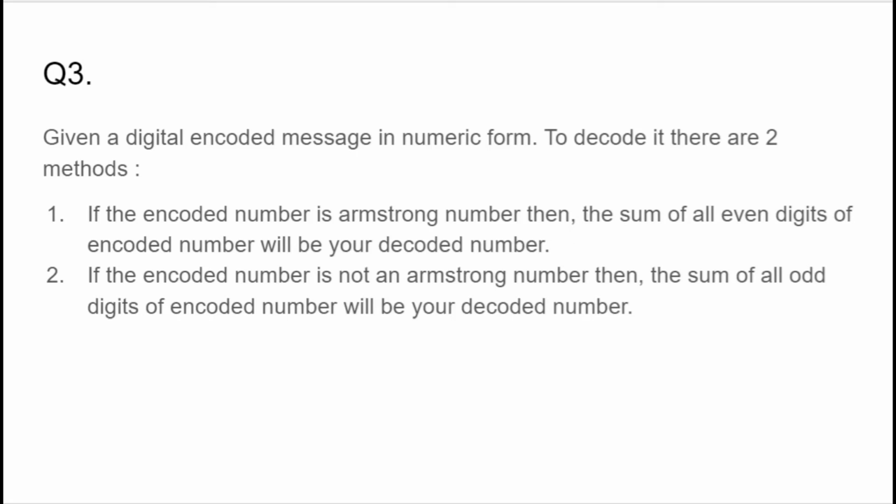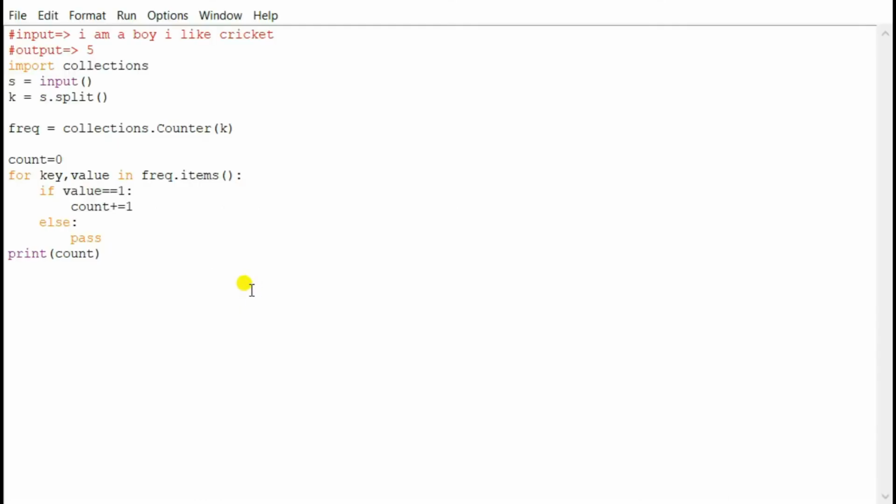If it is Armstrong, then we have to sum up all the digits occurring on the even positions of that encoded number, and the final sum will be the decoded number or decoded message. And the other part of the condition is, if the number is not an Armstrong number, then we have to sum up all the odd digits to get the decoded number or decoded message.